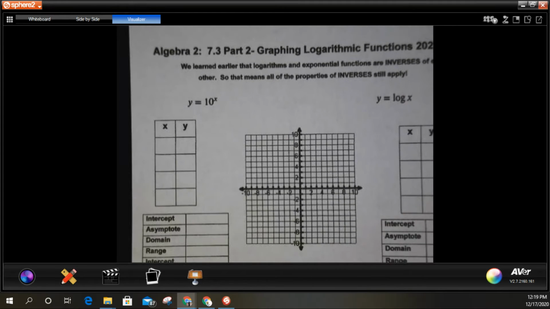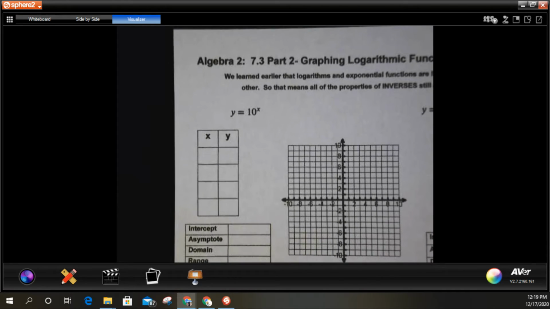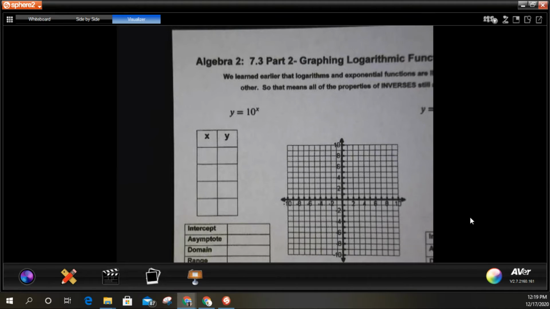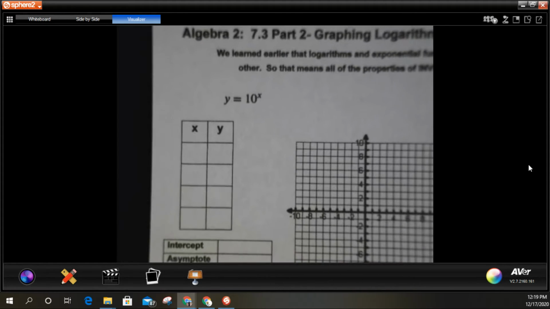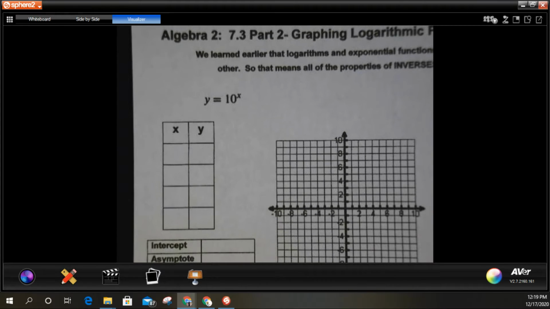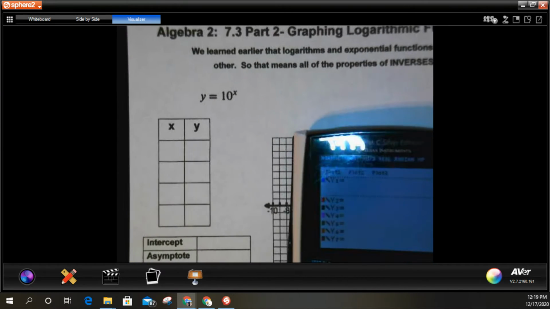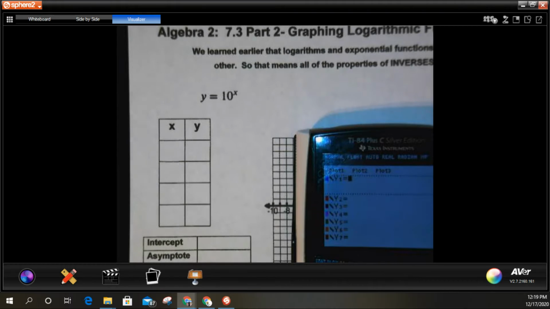Okay, 7.3 part 2, graphing log functions. Let's do a little review for exponential functions. I believe we did quite a bit of this on a calculator, so I'm going to do this pretty quick. Let's see. Grab a calculator. So this is review from 7.2, part 2, graphing exponential functions.